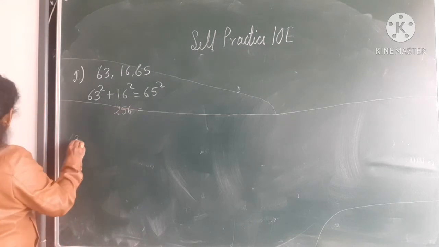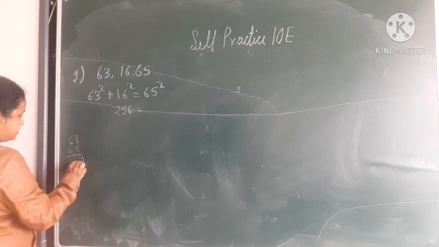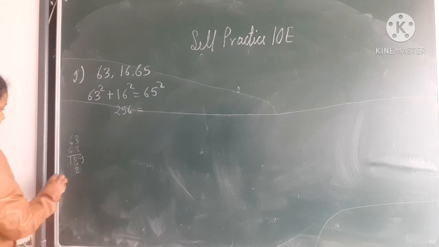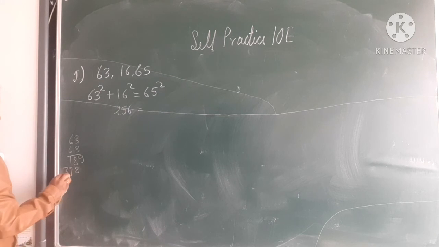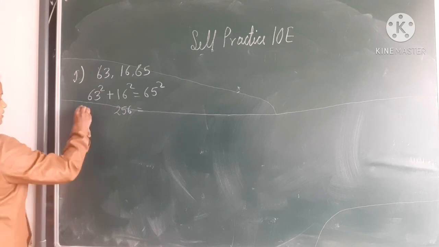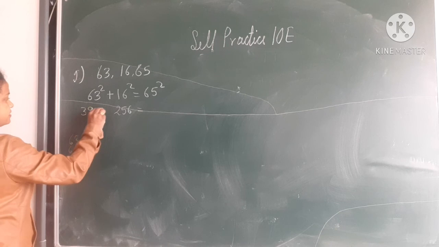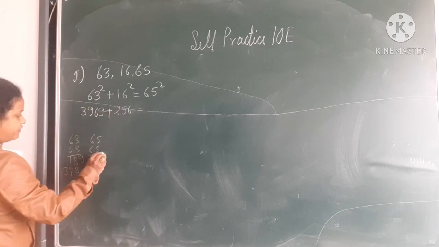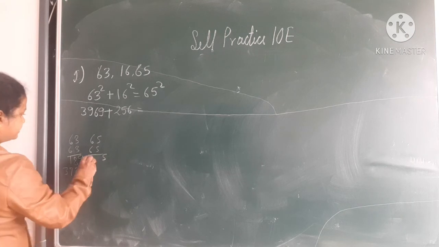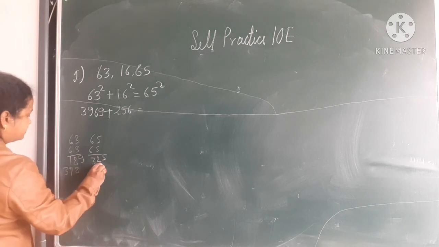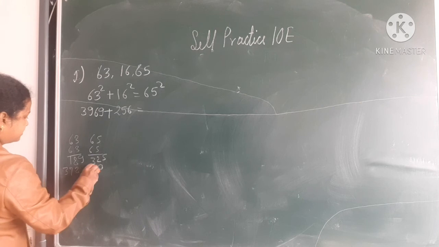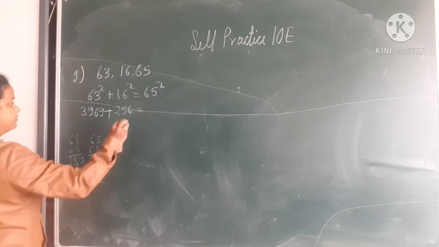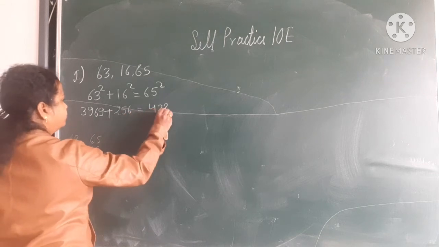What is 63 square? 3 3s are 9, 3 6s are 18, 6 6s are 36, plus 1 is 37... so 3969. Plus, what will it be for 65 square? 5 5s are 25, 5 6s are 30, 6 5s are 30, 6 6s are 36, so 4225.